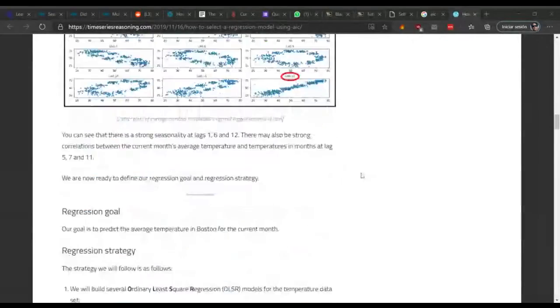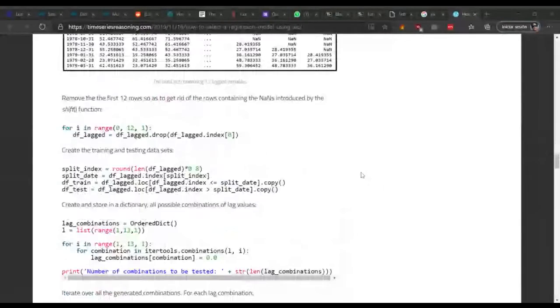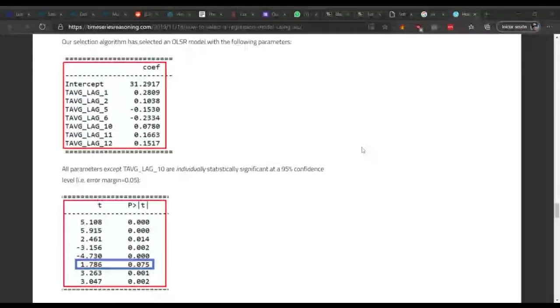I don't know if there's something else relevant here. It's Python code, but it doesn't matter. So, any questions about that, guys?